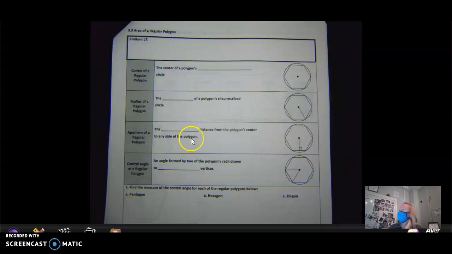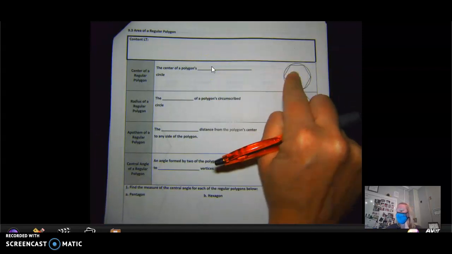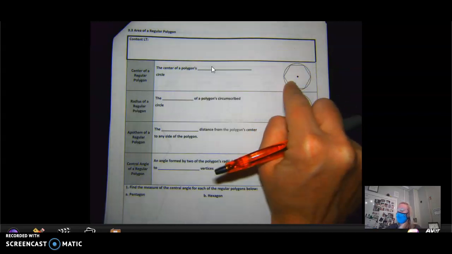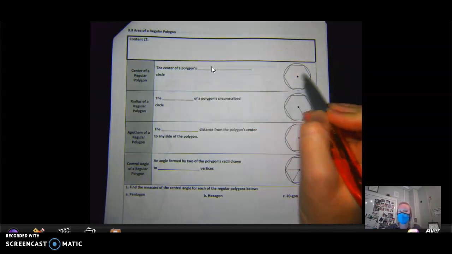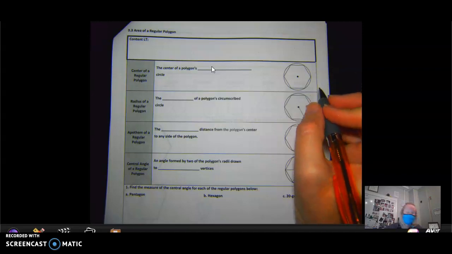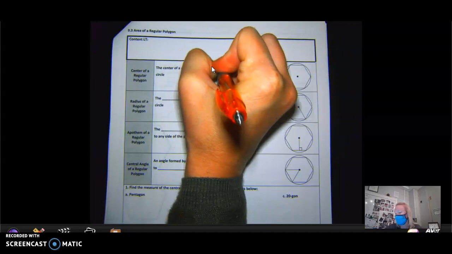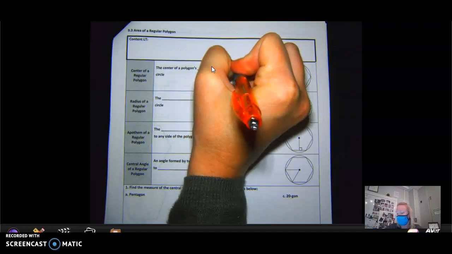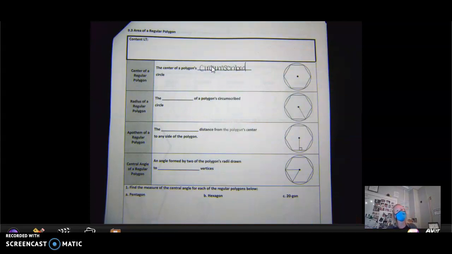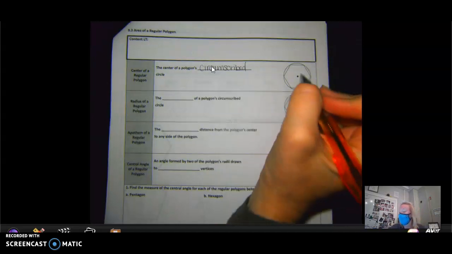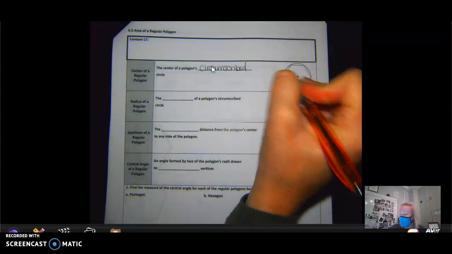Yep. There we go. Okay, so what you see here is a regular polygon with a circle around it, right? The center of a regular polygon is the center of the regular polygon's circumscribed circle. So we have an inscribed circle and we have a circumscribed circle. Inscribed circle would be a circle that's on the inside of the polygon. Circumscribed would be around the outside. So your center is actually the center of that circle.